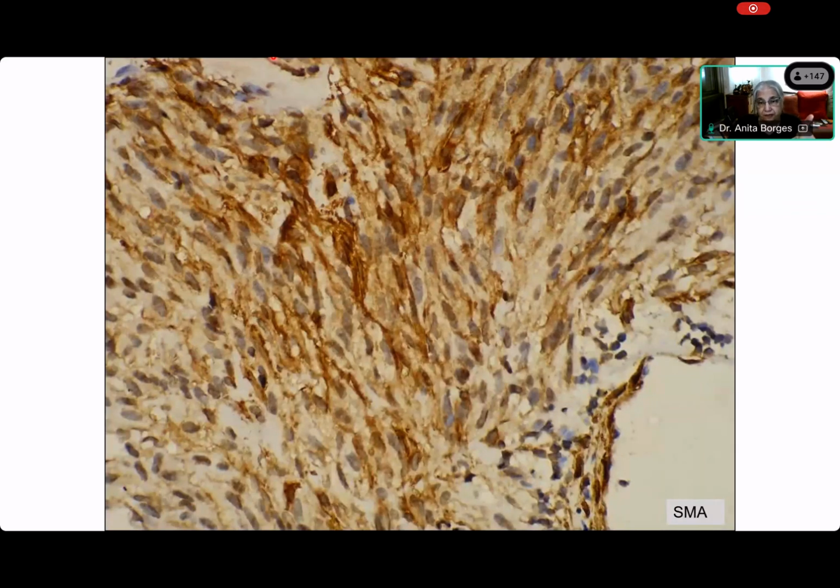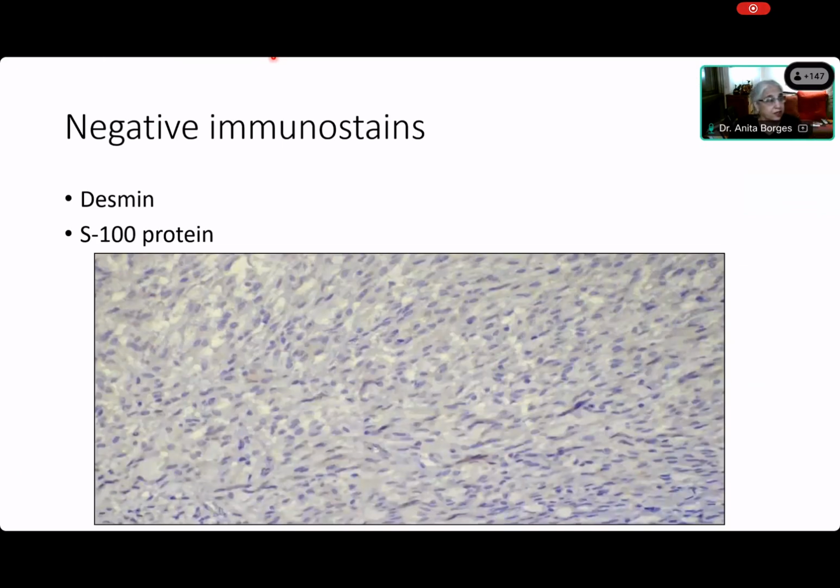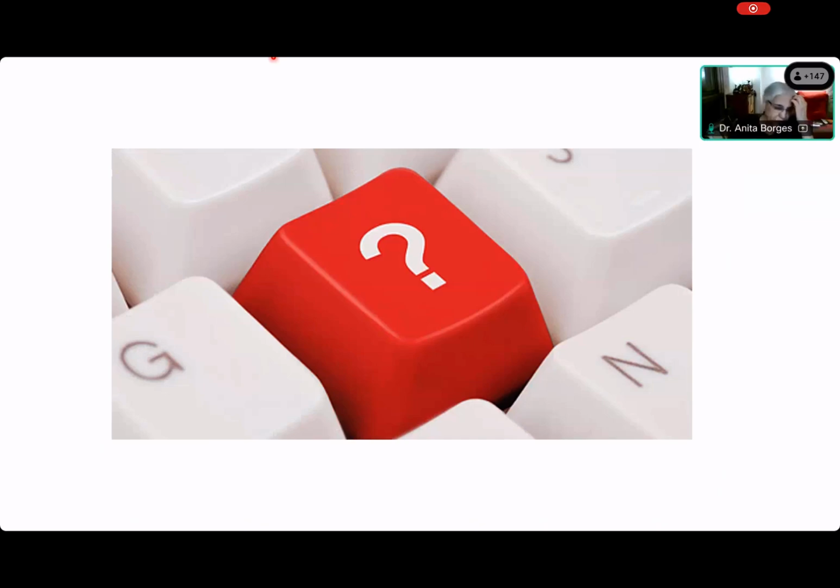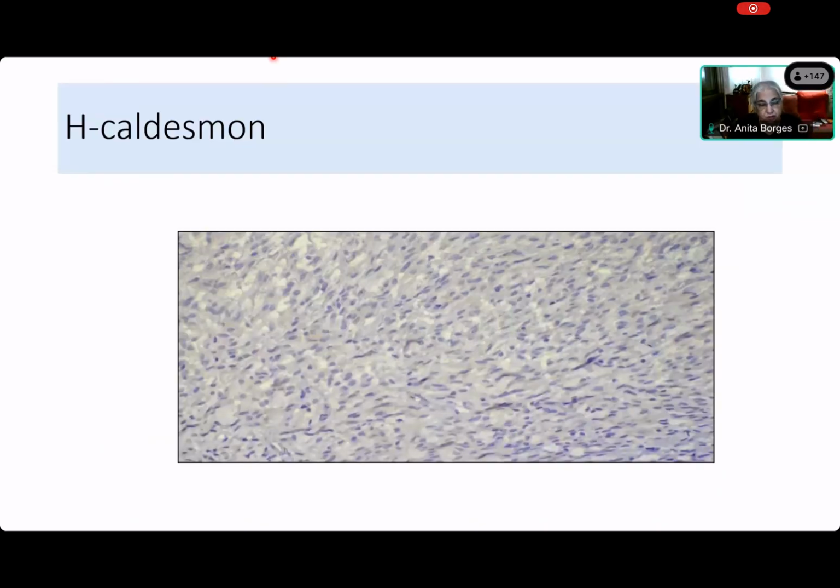We did the SMA, we did a desmin, we did the S100 protein. It was negative. But the last time we had not done a CD34. Okay? So is it enough to do SMA, desmin, and S100 protein? And the answer is no. Sometimes if you do not get a desmin, then you do an HCAL desmin. So somebody looking at this said, "Chalo, let's do an HCAL desmin," and that is also negative. So now there was no choice. One had to do a CD34.